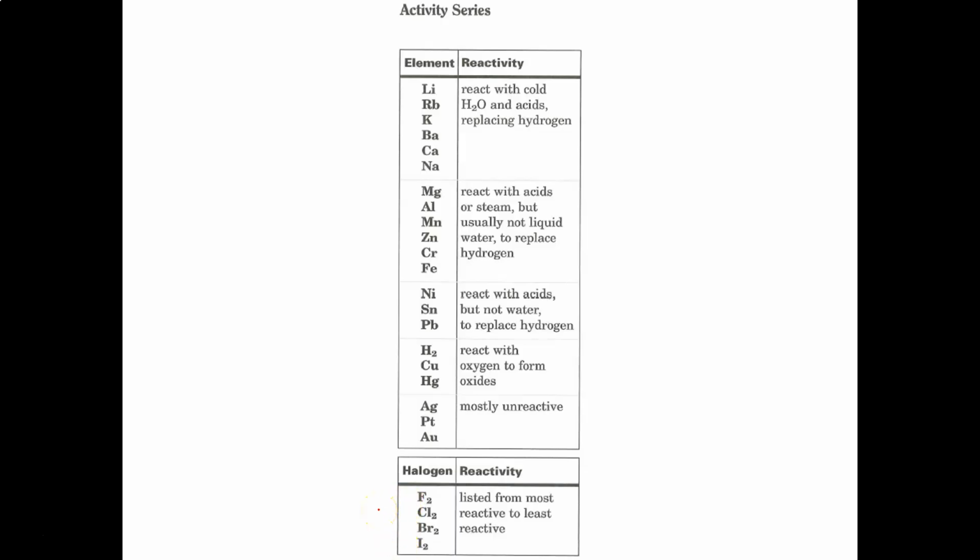Even at the bottom here, it does show us that we could also do this with halogens. Remember, halogens are nonmetals, but halogens have their own activity series, and you can see them at the bottom here. Fluorine is the most active of the halogens. It would rather be in a compound. Iodine is the least active. That means it probably doesn't need to be in a compound. It's fine being by itself.